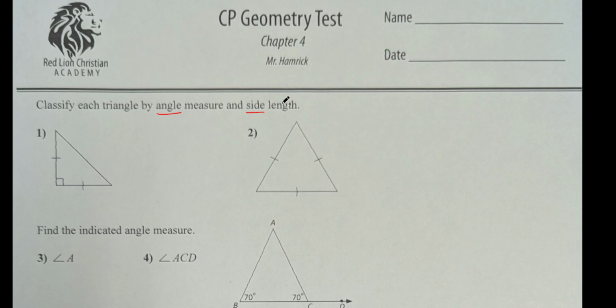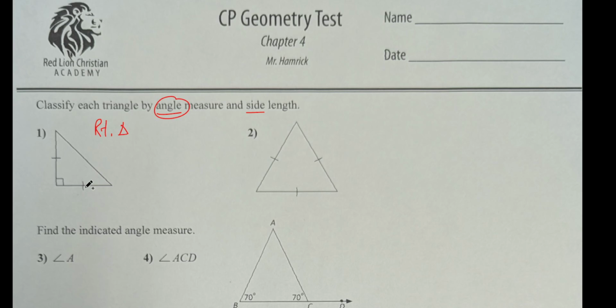All right. So it says classified by the angle measure. So look at this right here. What kind of triangle is this by the angles? It's a right triangle, correct. It's right because it has a right angle there. So that's what you would put. You would put right triangle. All right, that's by the angle measure.